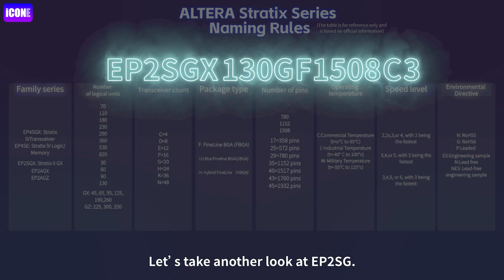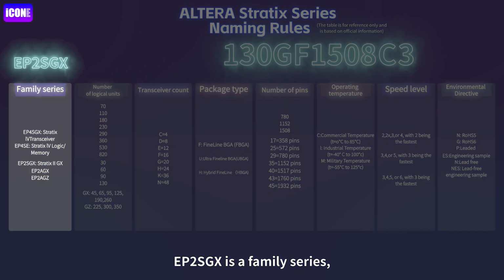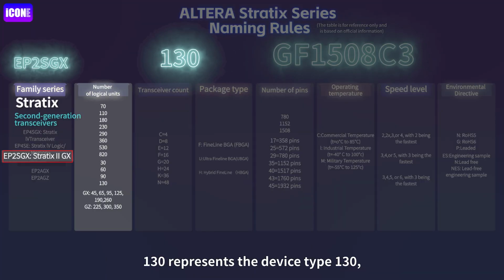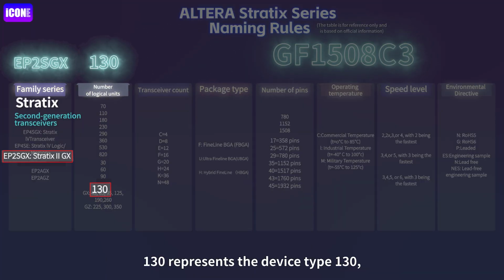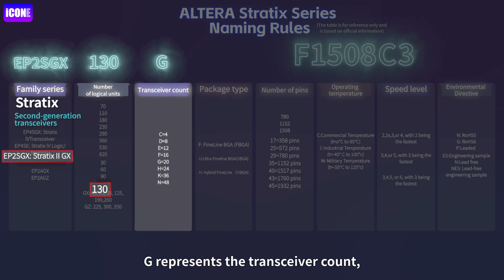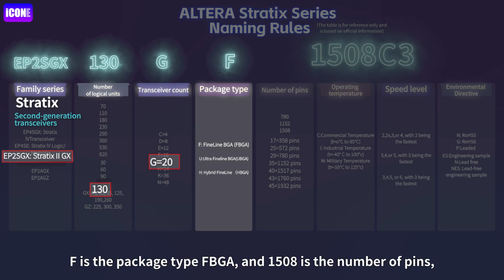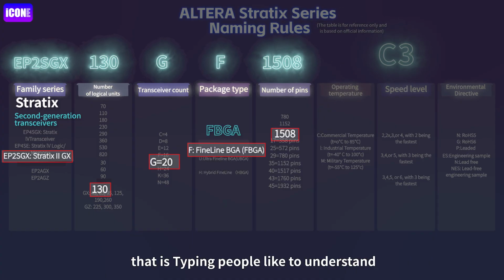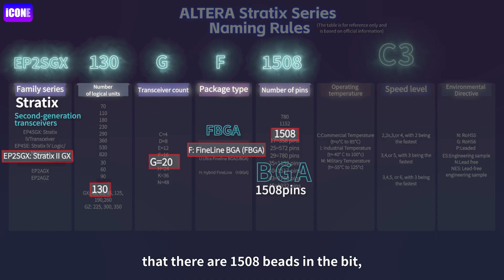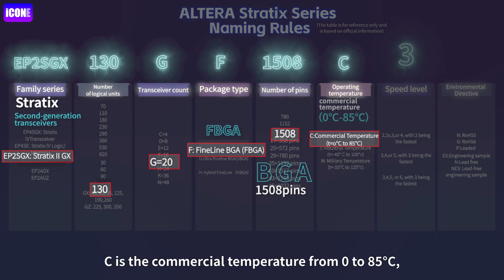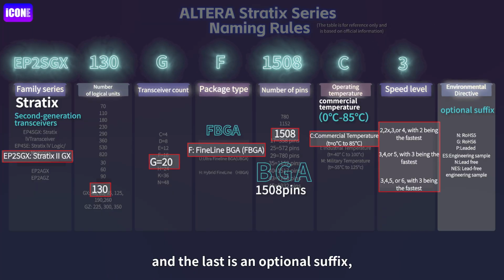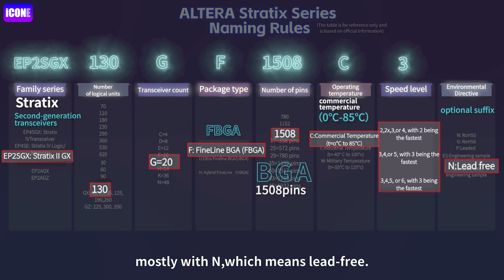Let's take another look at EP2SGX. EP2SGX is a family series representing the 2nd generation Stratix transceiver. 130 represents the device type 130, G represents the transceiver count, which corresponds to 20, F is the package type FPGA, and 1508 is the number of pins. That is, people in the trade like to understand that there are 1508 balls on the bottom. C is the commercial temperature from 0 to 85 degrees C. 3 is the speed grade, and the last is an optional suffix, mostly N, which means lead-free.